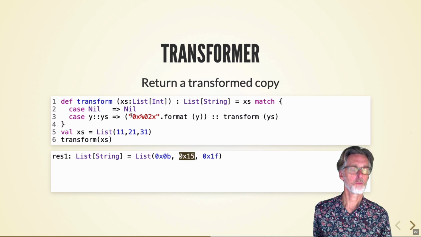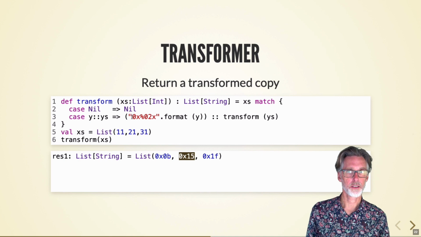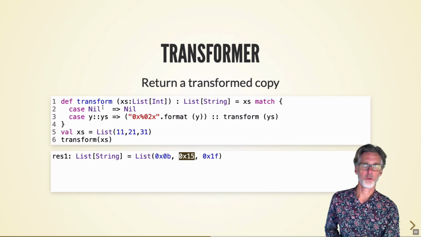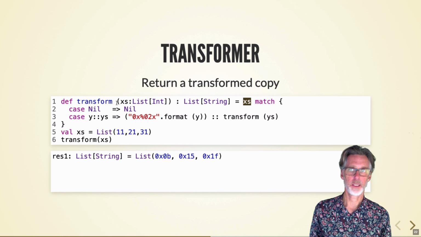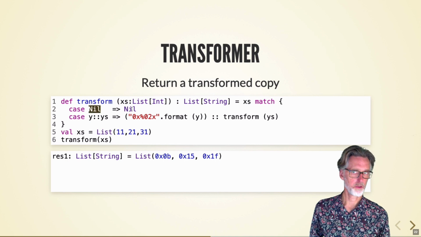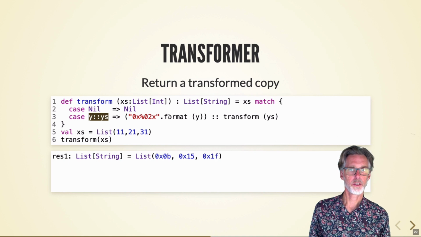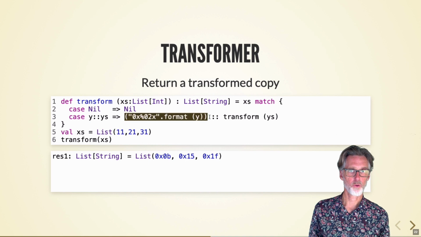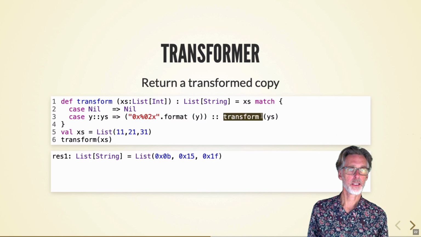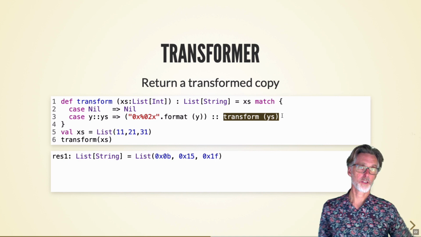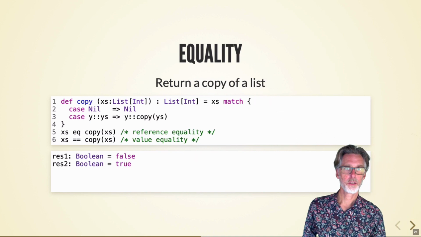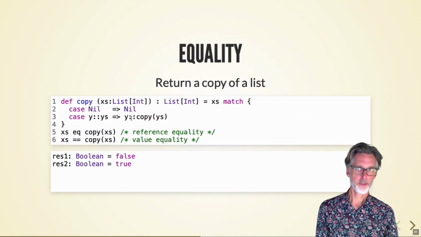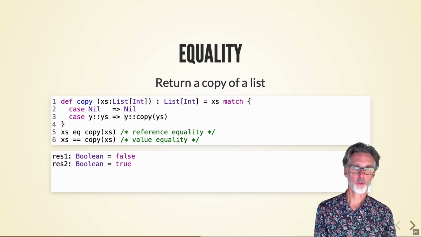How does this work? Well, it works in the standard way we expect a recursive function to work. So we look at the list. If the list is nil, we return nil. If it's a cons, I'm going to return a new cons where the head is transformed and the tail is the result of a recursive call to transform. So it's very similar to copy. The difference here is that I'm applying a transform to each element y in the copy.